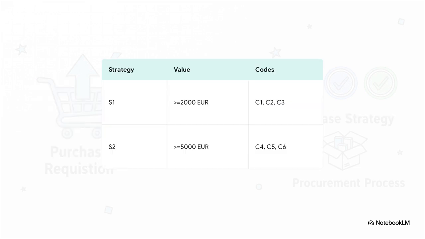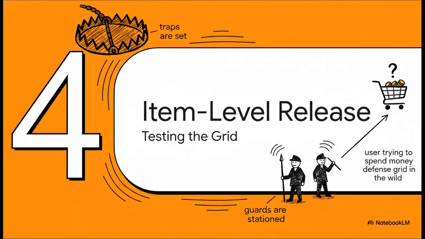And here is the exact logic of our trap in action. If a purchase sneaks in at, say, greater than or equal to 2,000 euros, it triggers strategy S1. That wakes up our first set of gatekeepers, C1, C2, and C3. But what if a massive 5,000 euro order tries to breach the perimeter? The system automatically escalates. Strategy S2 kicks in, and the heavy hitters, C4, C5, and C6 are summoned to block it dead in its tracks. The traps are set, the guards are armed.